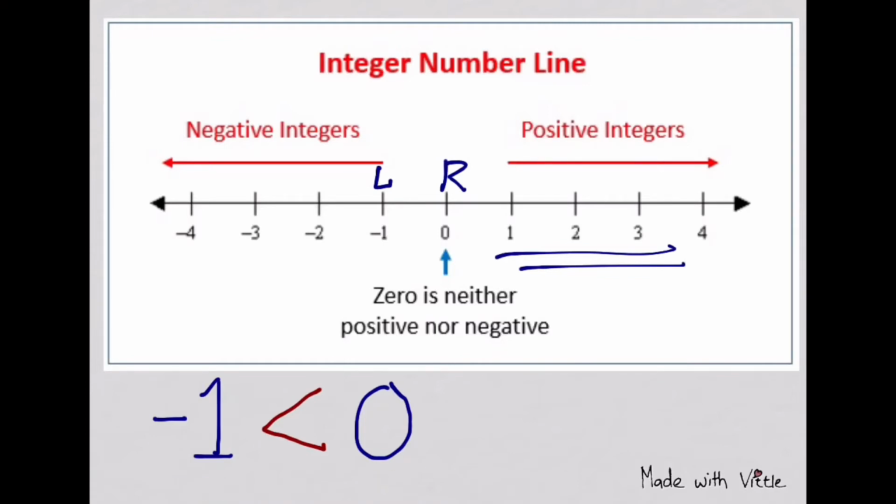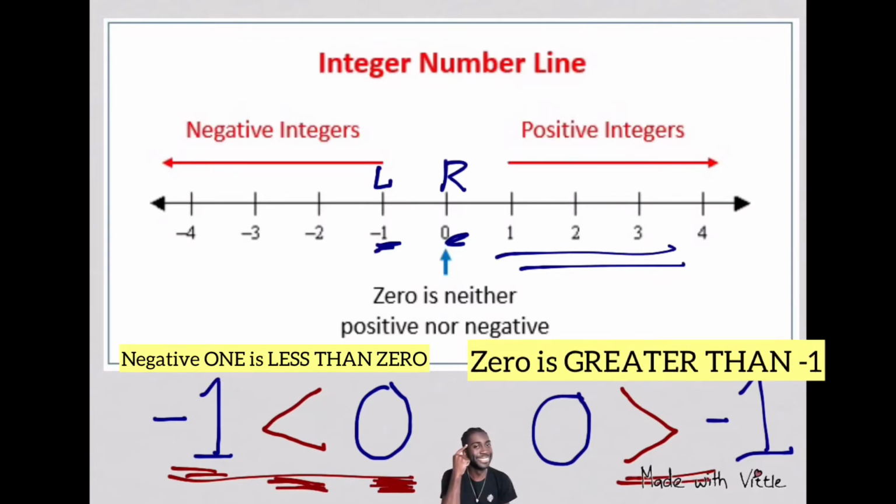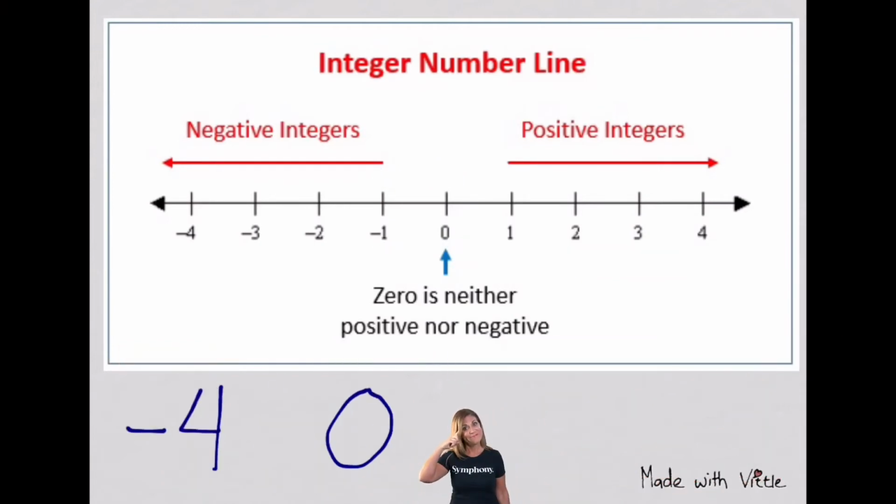What does this mean then? Therefore, that 0 is greater than the -1 because 0 is on the right side while I'm comparing it to a number that's on the left side. So basically, these two sentences are the same. They're saying the same thing. If -1 is less than 0, therefore the 0 is the one that's bigger. 0 is greater than -1. Does that make sense?